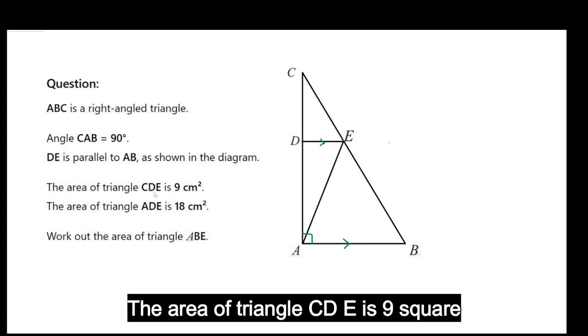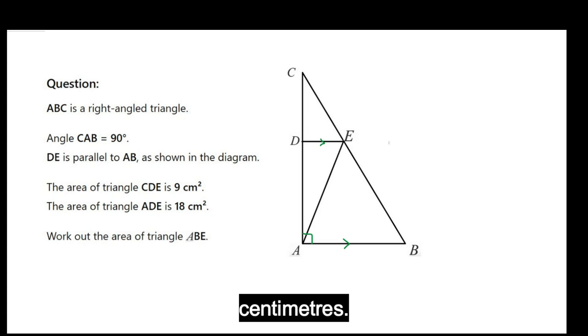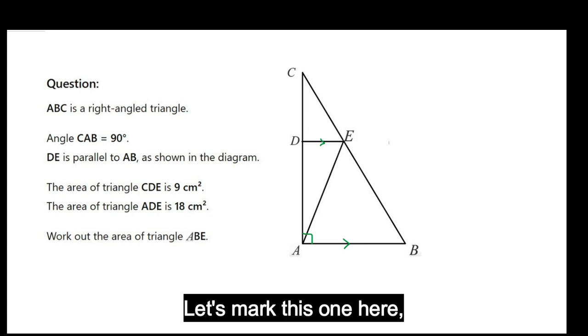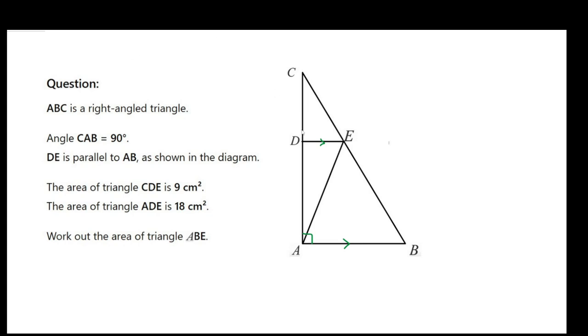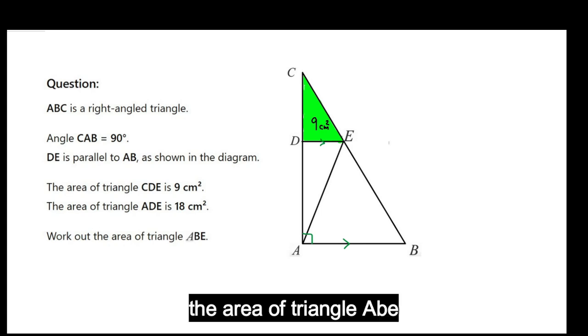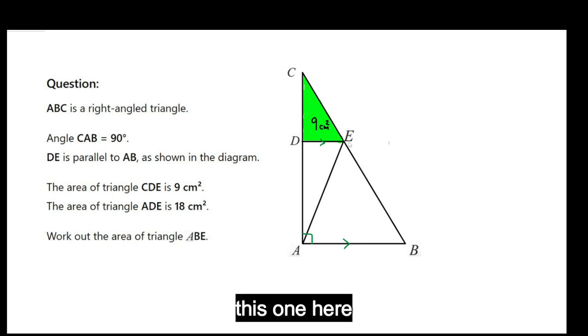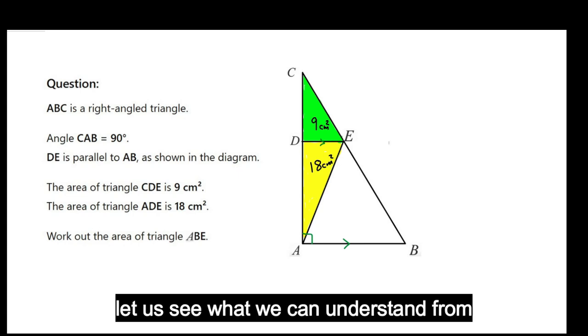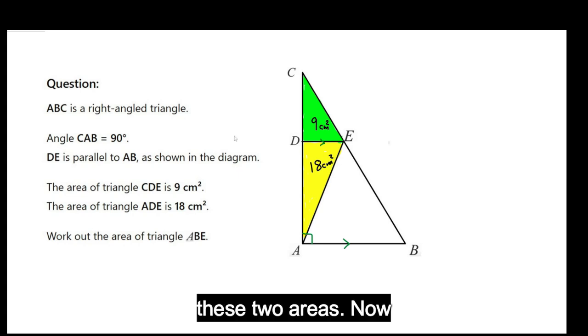The area of triangle CDE is 9 square centimeters. Let's mark this one here, 9 centimeters squared. The area of triangle ADE, this one here, is 18 centimeters squared. Now, let's see what we can understand from these two areas.